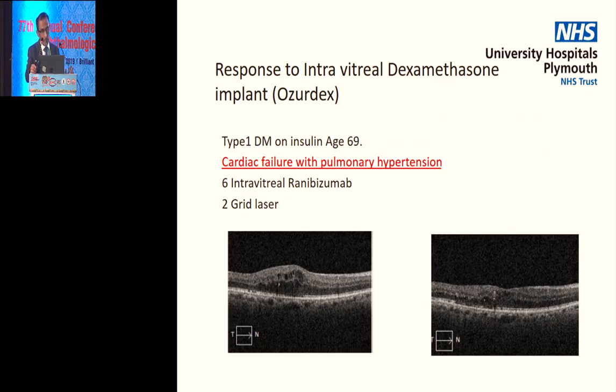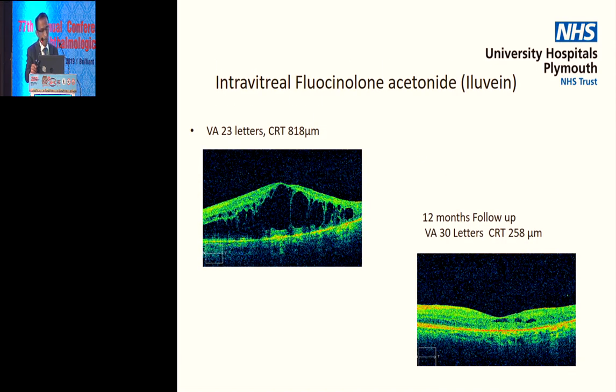Now, the important question is, patients cannot come to hospital on every occasion. You have a patient with a cardiac failure with pulmonary hypertension. You can't subject him to treatment with an anti-VEGF agent with frequent hospital visits. So I switched this patient to a dexamethasone implant, and the patient seems to be doing well, and the macula has been relatively dry over the years.